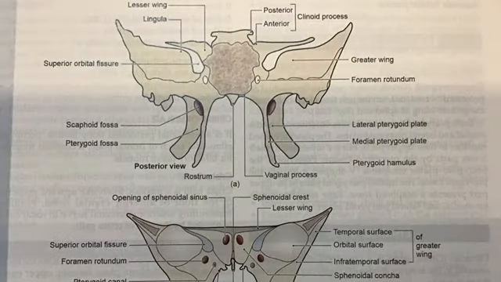From the posterior, you can see the lesser wing and the greater wing. In between the two wings there is the superior orbital fissure, and then downward there is the scaphoid fossa and pterygoid fossa.